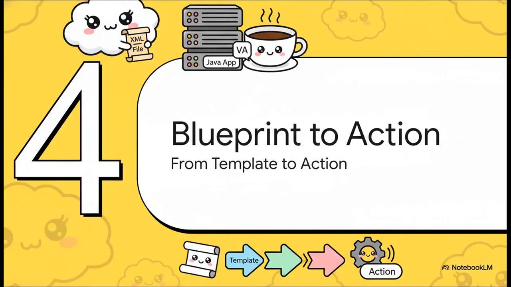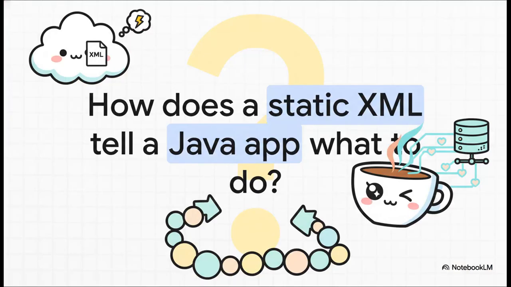So wait a minute, we've got these XML files in the cloud and a Java application running on a local server. That brings us to our next section. How does a static template become a live, working set of instructions? I mean, that's the big question, right? How does a static XML file sitting in the cloud actually tell a Java application on your own network what it's supposed to do? It sounds a little disconnected, but the way it works is actually pretty clever.